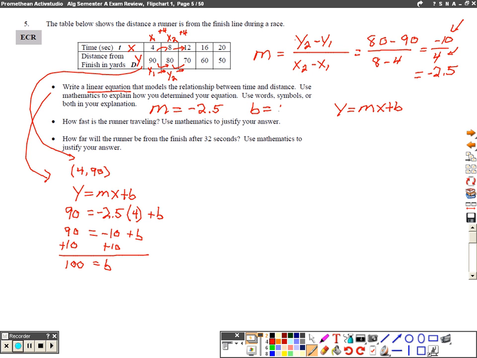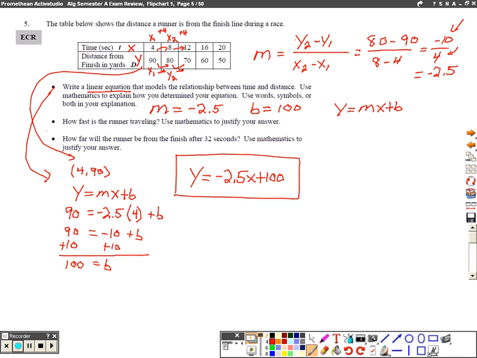So that tells me that b is 100, and therefore the equation of the line is y equals negative 2.5x plus 100. Remember, you're only substituting in m and b into your equation. Okay, so that's my first bullet point.